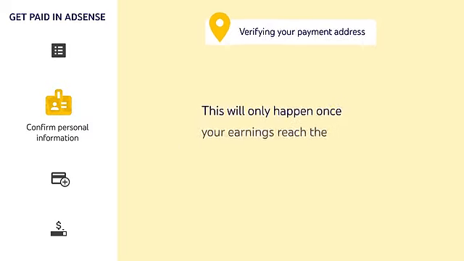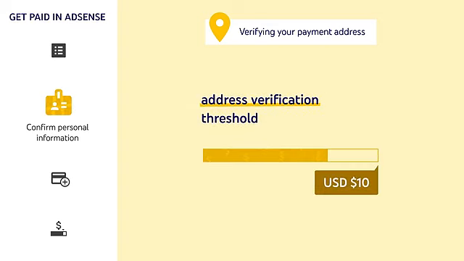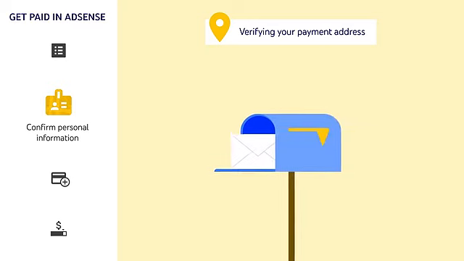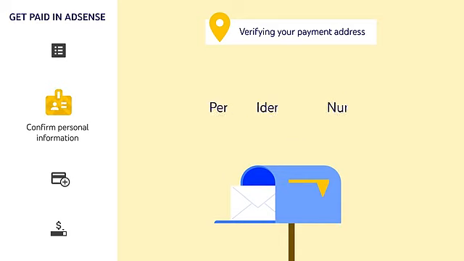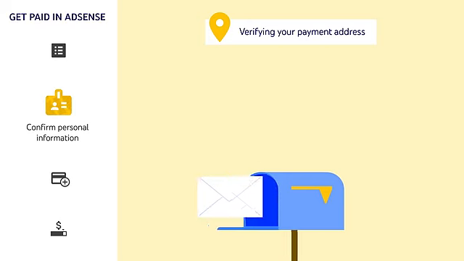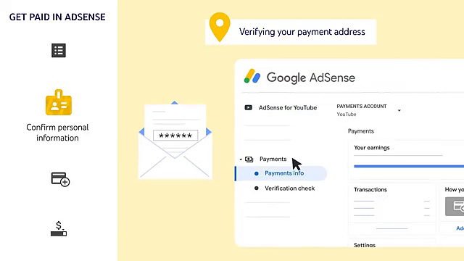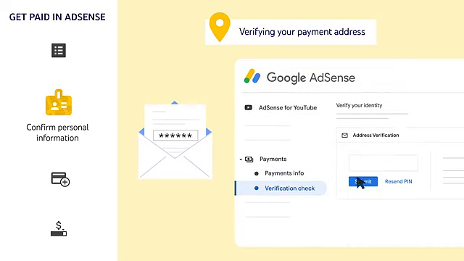This will only happen once your earnings reach the address verification threshold, which is $10 US, or whatever the equivalent is in your currency. Once you reach that threshold, we'll mail you a 6-digit personal identification number, also called a PIN. It usually takes 2 to 4 weeks for your PIN to arrive to your payment address, but it may take longer depending on your location. Once your PIN arrives, you'll need to enter it into your AdSense account by going to Payments, then Verification Check.